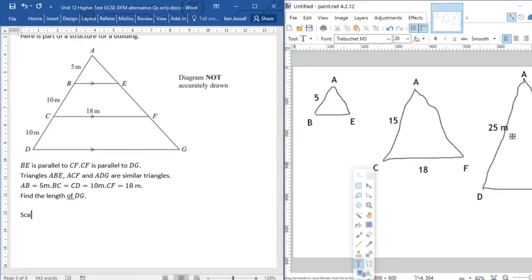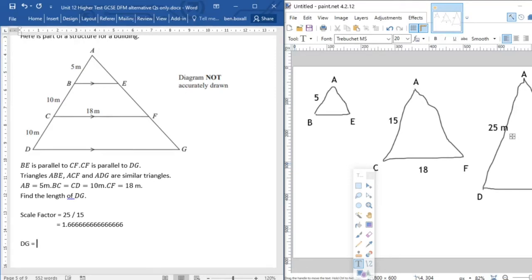So here's the working. Scale factor is 25 divided by 15. What's 25 divided by 15? It's 1.6 recurring. Now, obviously I'd need to write that the proper way with a dot above the 6, but for the sake of time and fiddling around with the computer, we'll leave it like that.